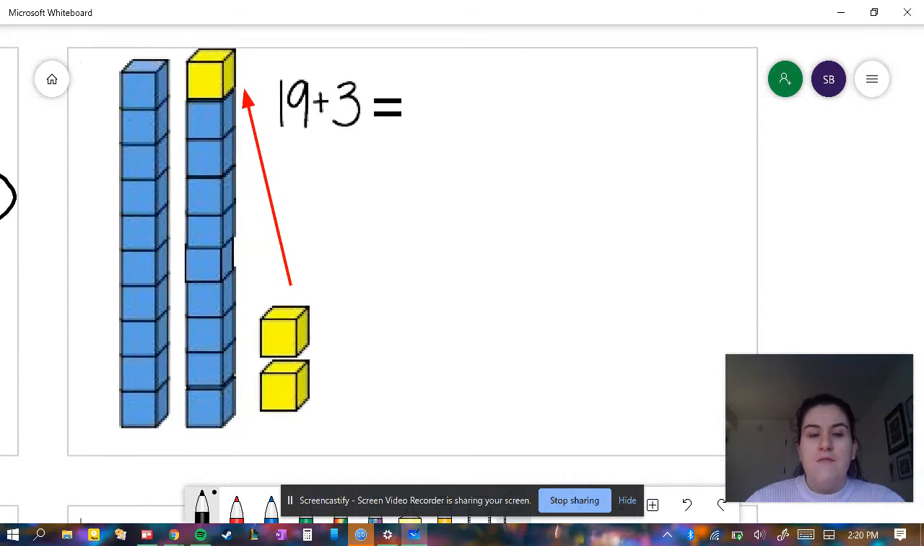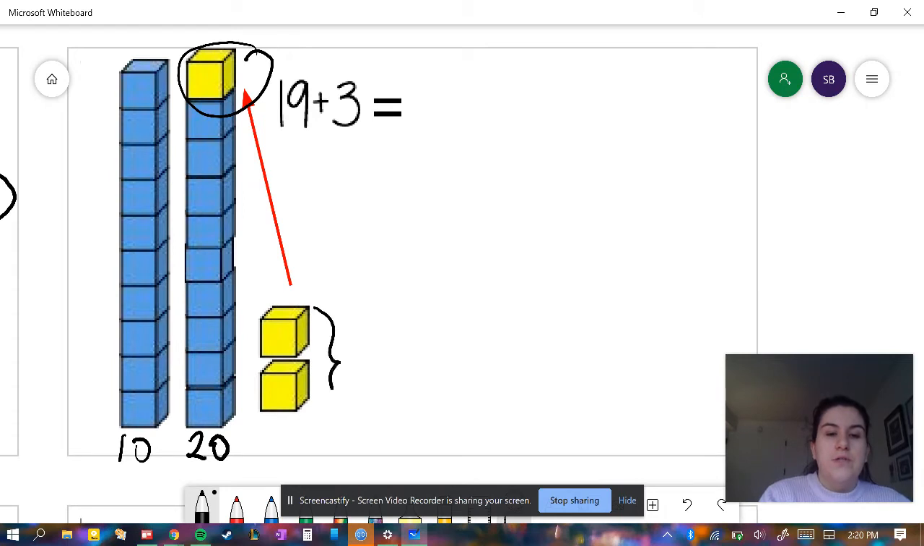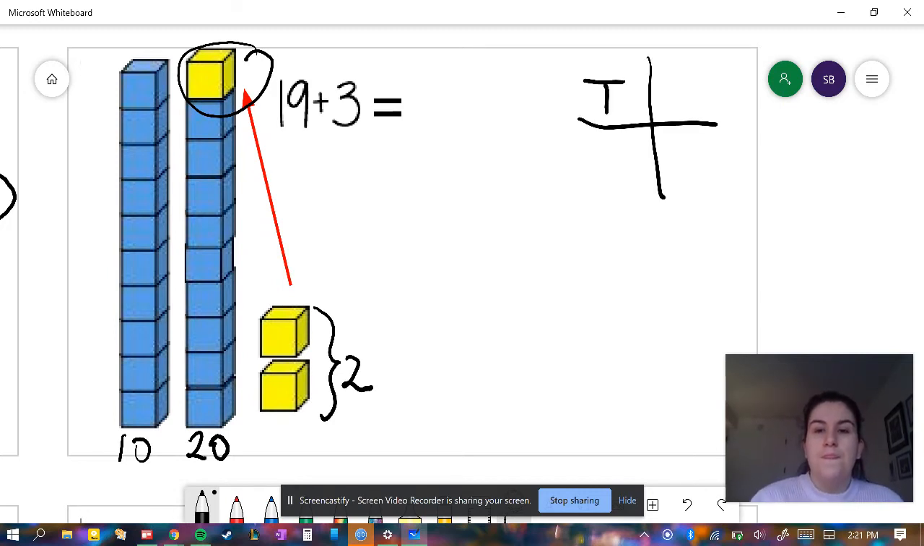Over here, I've already moved this yellow cube up to the top to make a new 10. So now I see here that I have 10 and 20. And over here, I have 2 single cubes. Let me put this in a place value chart and see if we can find what our new answer is. How many 10s do I have? Look at the picture. Yes, I have 2 10s. I'll write that over here. How many 1s do I have? Look at the picture. Yes, I have 2 1s. I'll write it over here. Wow, so we just solved this problem. 19 plus 3 equals 22.